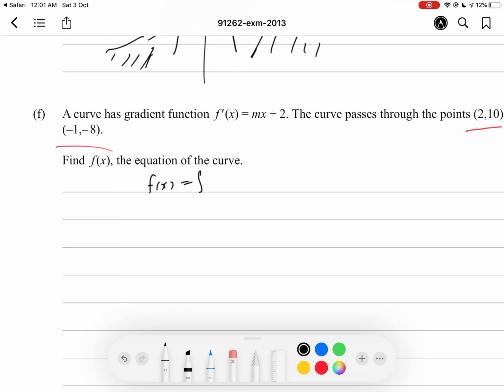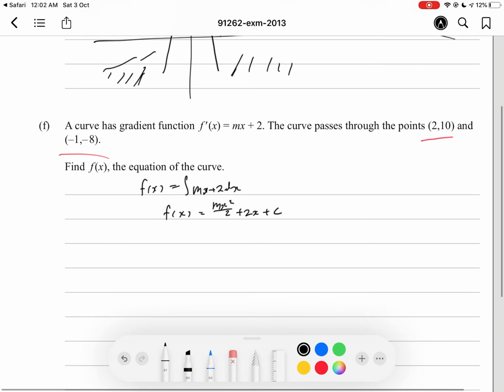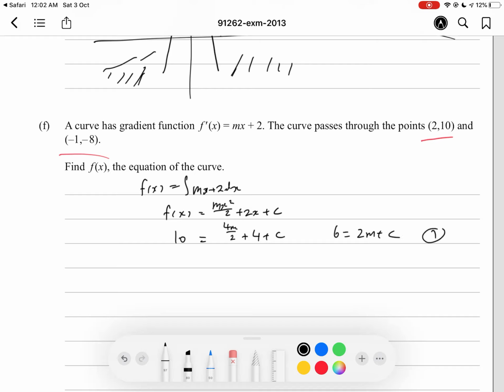So f of x equals the integral of mx plus 2 dx. So f of x equals mx squared over 2 plus 2x plus c. We know the points (2, 10). So when x equals 2, f of x equals 10. So 10 equals 4m over 2 plus 4 plus c. Therefore, 6 equals 2m plus c. That's our equation number 1. And we know that negative 8 equals negative m over 2 minus 2 plus c. So negative 6 equals negative m over 2 plus c. And that's our equation number 2.